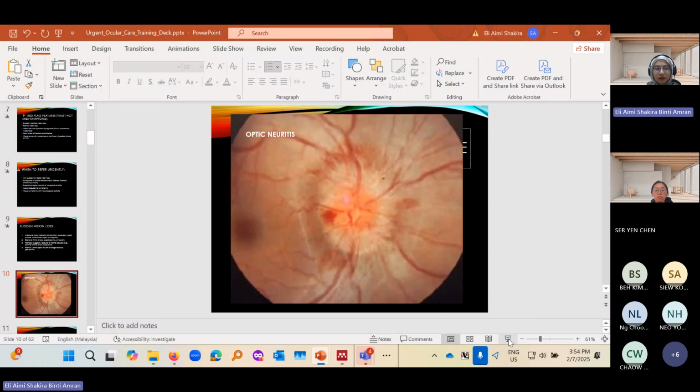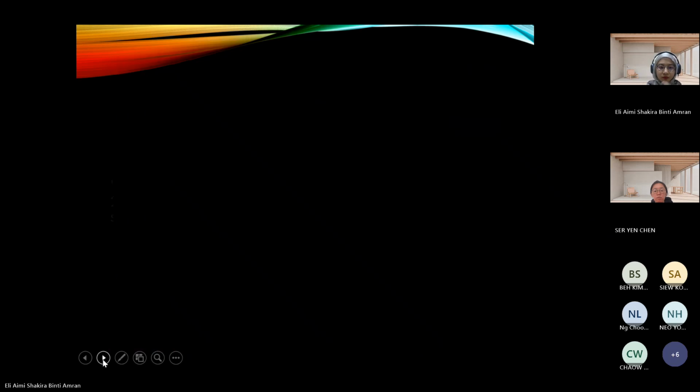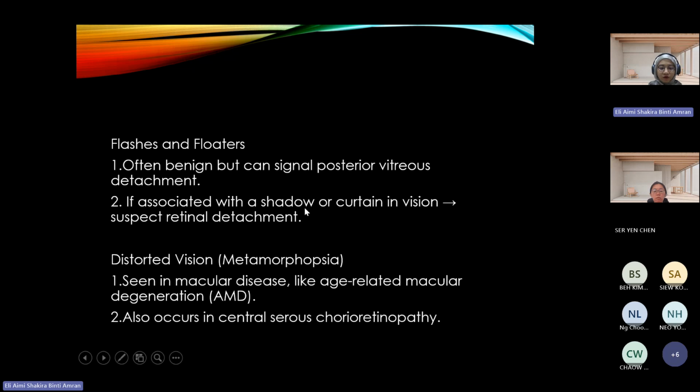Okay, so basically this is optic neuritis. Usually it happens unilaterally and it can cause pain. Flashes and floaters are usually benign, but they can signal posterior vitreous detachment. So if a patient comes to you, especially with a sudden experience of flashes or floaters, you have to take note. And for a severe case of retinal detachment, it can be associated with a shadow or curtain in vision. I think this one you're familiar with.